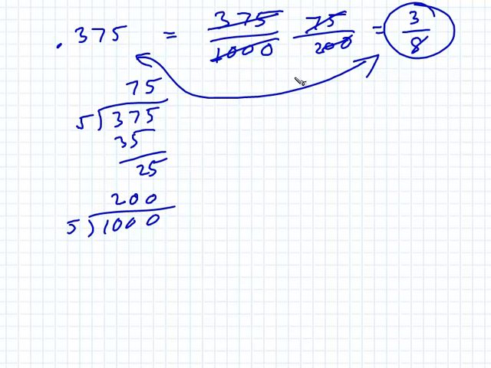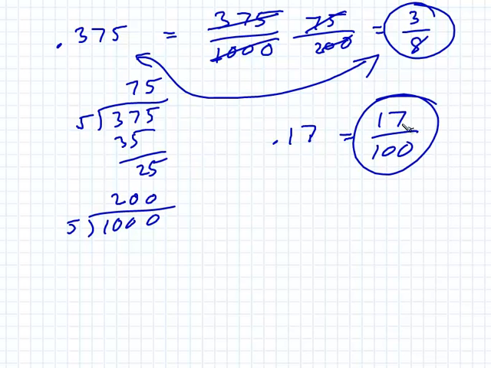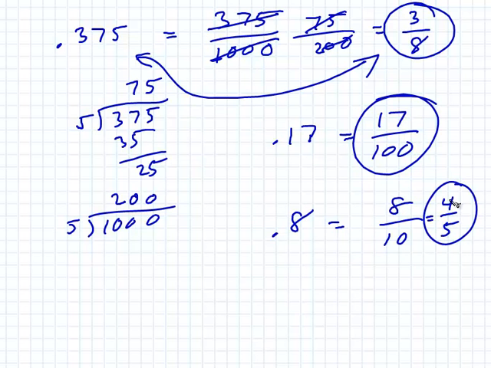But we could do this for any number, whether we know the fraction it comes from or not, as long as it's a terminating decimal. So for instance, 0.17, okay, tenths and hundredths, so that's 17 hundredths. That won't reduce, but we're done. How about 0.8? Well, that's 8 tenths, so you write 8 tenths. Now that'll reduce. These are both even. Half of 8 is 4, half of 10 is 5, so that's equal to 4/5.